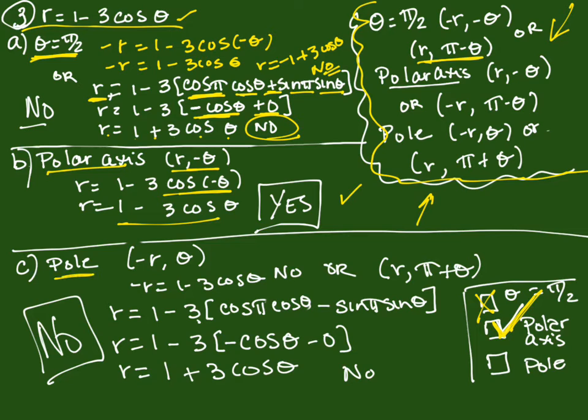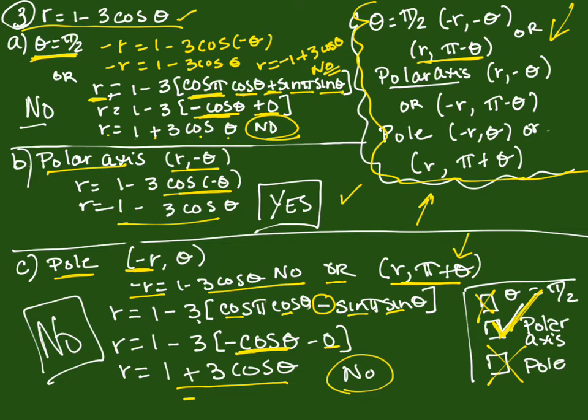Checking the pole, putting negative r in first. Definitely doesn't give me the right thing. So I go to part B, putting in r and pi plus theta. And so it's cosine cosine minus, this time, sine sine, because this is a plus. So I still get a negative 1 times cosine theta, so negative cosine theta minus 0. So I get r equals 1 plus 3 cosine theta. We're supposed to have a minus to match, so this is a no. So no for the pole.